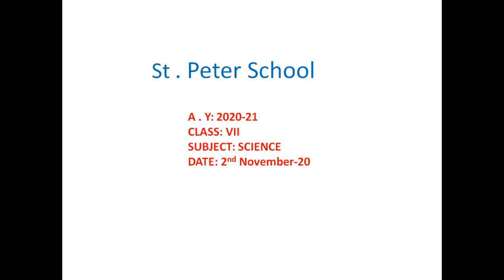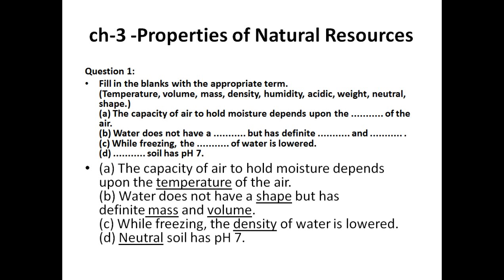This is your science class, and in the previous class we completed chapter number 3, that is properties of natural resources. Today we are going to do the question and answer. So all the students are requested to take out your books, take out page number 25. Now, the first question is, some words have been given already in your bracket, and you have to choose the correct words and fill those words in the blanks.